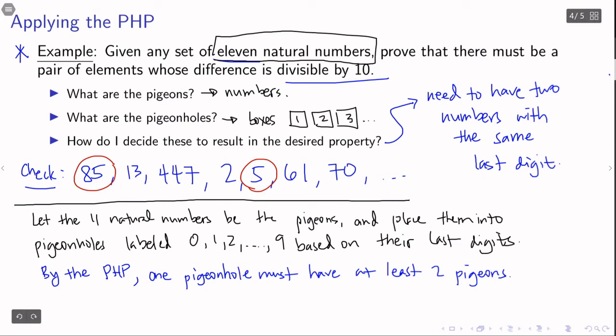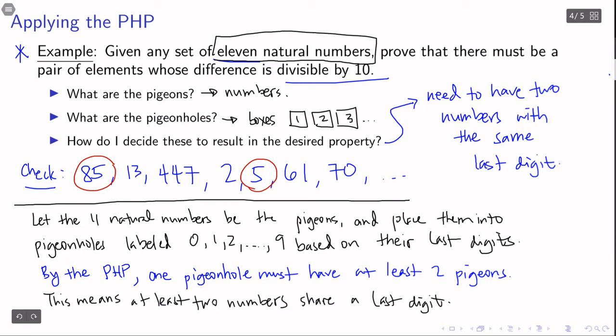Well, okay, now that we have one pigeonhole that has two pigeons, in our scenario here, what that means is at least two of the numbers from that list of 11 share a last digit, right? Because this assignment of pigeons to pigeonholes depended on what the last digit was. If two numbers shared a pigeonhole, that means those two numbers share a last digit.